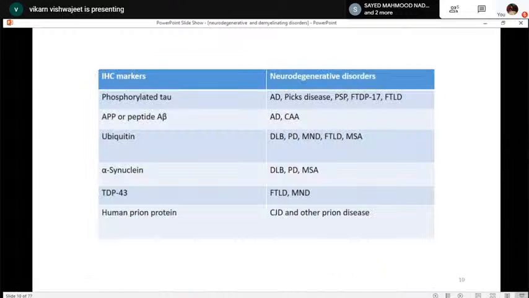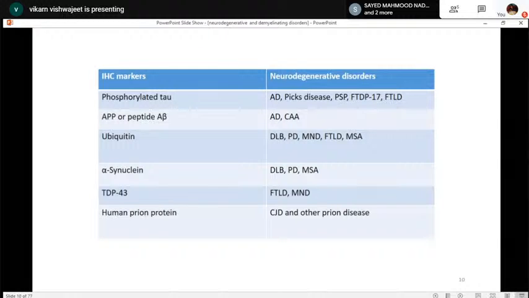So once the slide has been prepared and you are looking for neurodegenerative disorders, certain IHC are available which are very helpful in making distinction among them, and the 6 markers which are in use are phosphorylated tau protein, which is expressed in Alzheimer's disease, Pick's disease, progressive supranuclear palsy, and frontotemporal lobar degeneration.